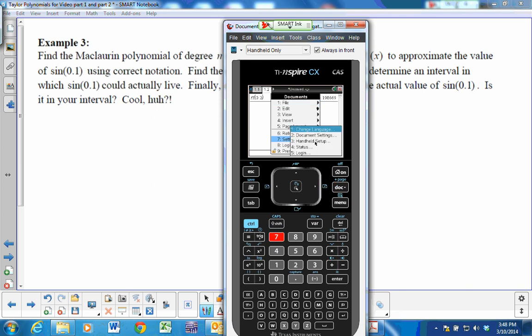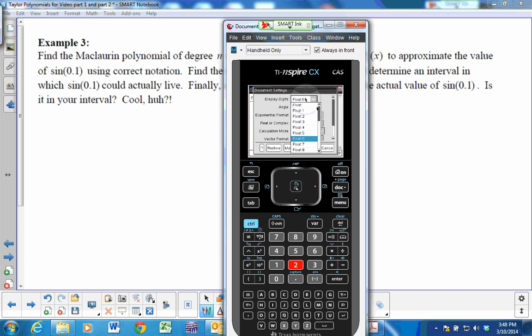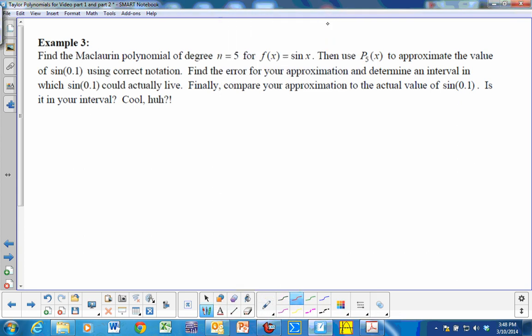Settings, and I want you to do your document settings, and change your display digits to float. So you can pause the video and get that done, and you want to do that because these are going to be so close, we're going to need a whole bunch of digits before we can tell the difference. So get your calculator changed to float so that in a minute when we plug some numbers in, you'll be able to see that.